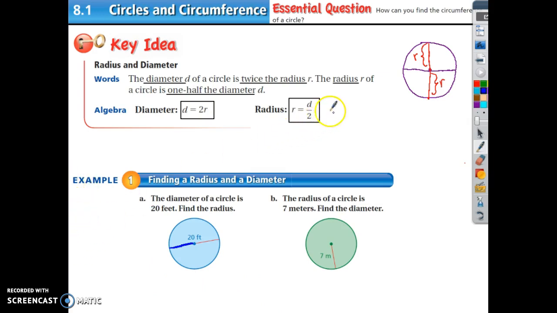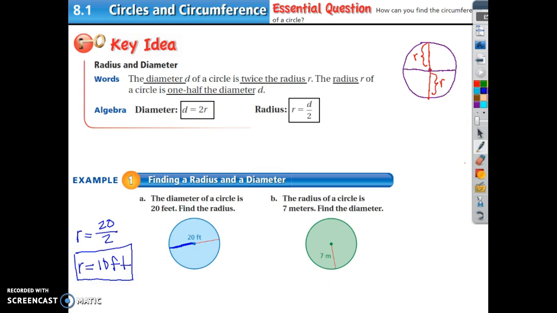Or we can use our formula above. Radius equals diameter divided by 2. So my radius is equal to 20 divided by 2. So radius is equal to 10 feet. And we do want to make sure to include our units.